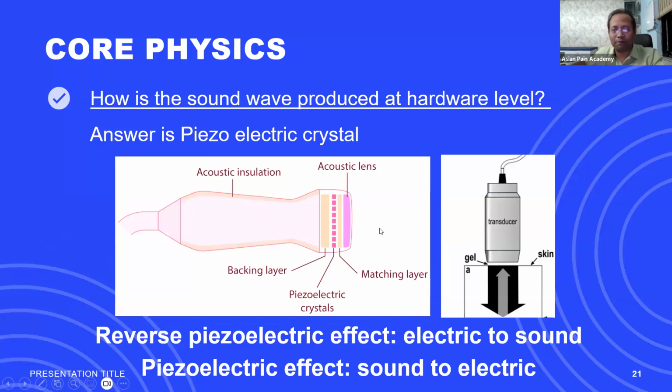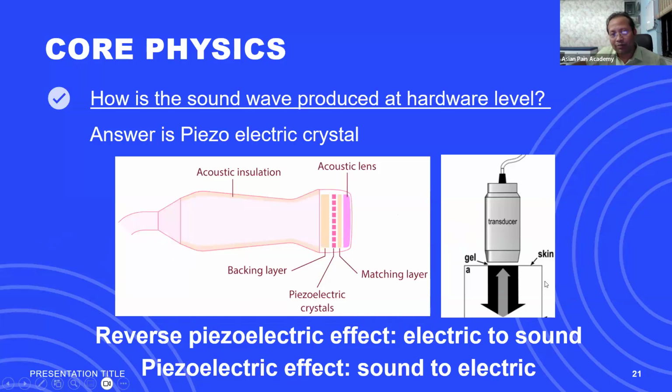This is a definition. And what is the piezoelectric effect? Sound to electric. Here, as I told you, this probe is emitter and also receiver. So electric wave becomes sound, and again sound becomes electric. So this is the reverse piezoelectric effect and the piezoelectric effect.